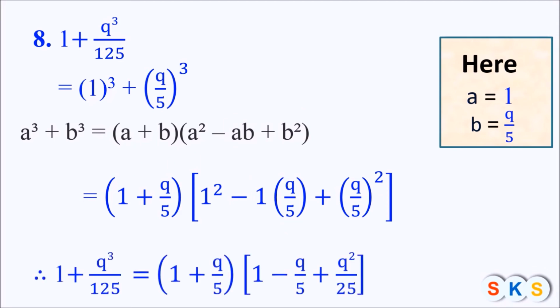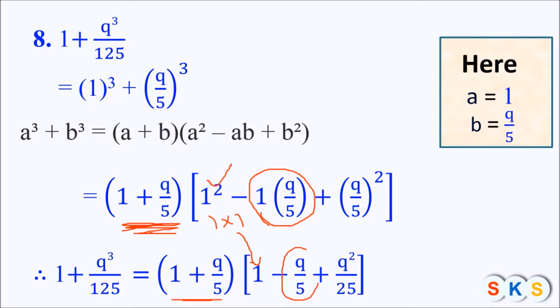So we will get here 1 plus q raised to 3 upon 125 equals to, in the first bracket we'll get 1 plus q upon 5. You can see the first bracket cannot be simplified further. So I've copied the first bracket as it is, and you can see here the second bracket, the first term is 1 square. 1 square means 1 into 1, and 1 into 1 is 1. So you can see I've written here 1. And 1 into q upon 5. If you multiply any number with a 1, you will get the same thing. So I have written here q upon 5.